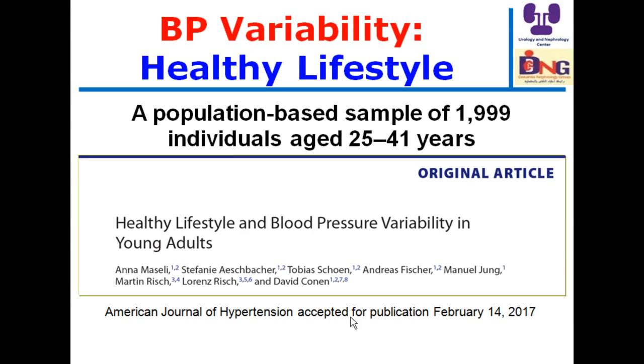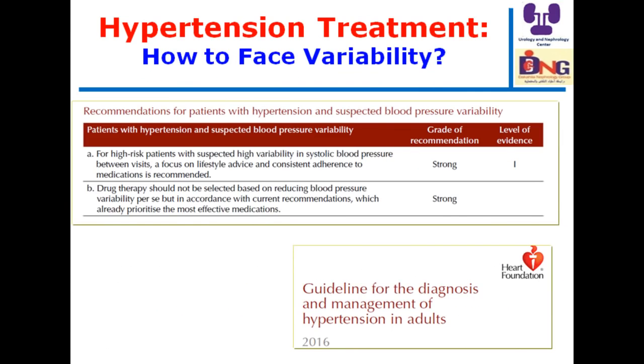Standardized ambulatory 24-hour measurements were obtained in all individuals. Blood pressure variability was defined as the standard deviation of all individual ambulatory blood pressure recordings. This is a very interesting study, and they concluded that in young and healthy adults, adopting a healthy lifestyle was associated with lower blood pressure variability. And these associations were independent of the mean blood pressure levels.